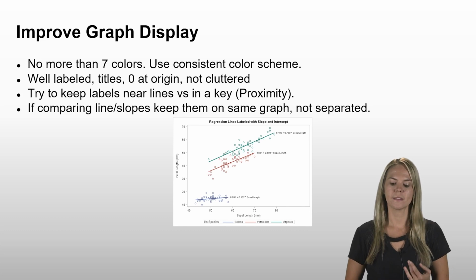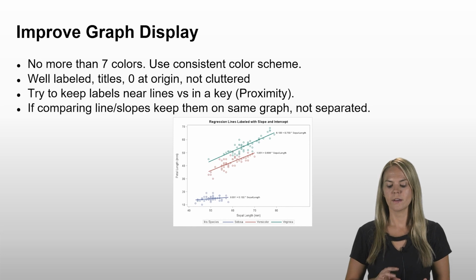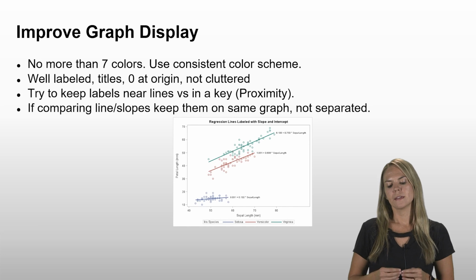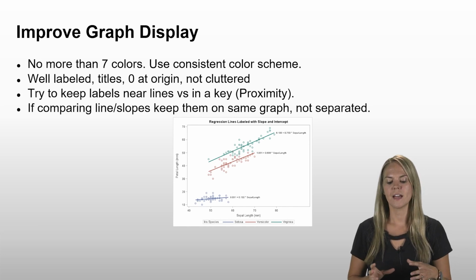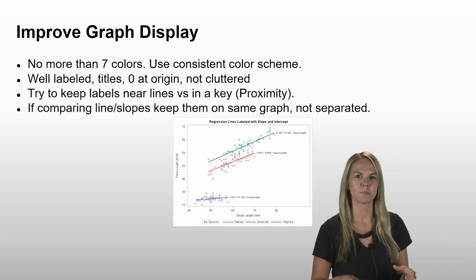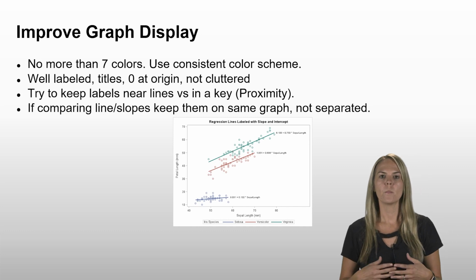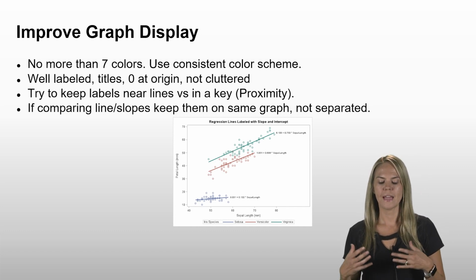We want to make sure it's well labeled, that we always have a title, that we always label the axes, that we always start at a 0, the interception between the y and the x-axis is always that 0 kind of baseline. We want to make it as uncluttered as possible, so as simple as possible, while keeping it accurate.